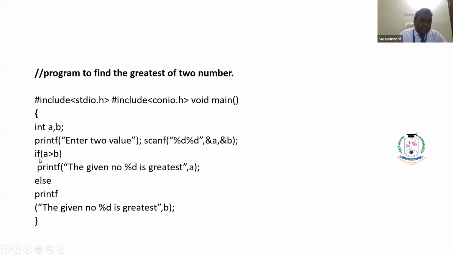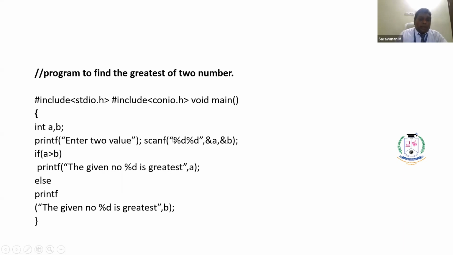Now, once the value is taken, the control is transferred to the if statement. If A is greater than B, it will check the condition. If the condition is true, the first statement, printf the given number percentage d is greater, is going to execute. Else, printf the number percentage d is greater, that is B, is going to be printed. This percentage d will represent the values given from here. This is going to transfer from A to here and B to here.